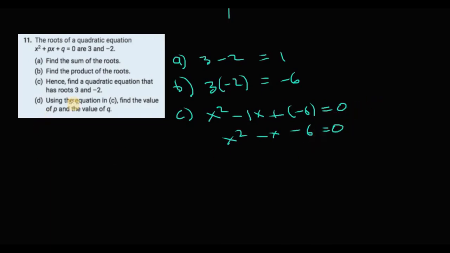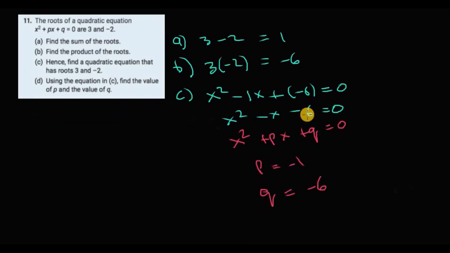That's part C. Now, using the equation in C, which is this one, find the value for p and the value for q. Well, it told us at the start that the quadratic equation was x squared plus px plus q. So I'll write this down below maybe in pink. x squared plus px plus q is equal to 0. So I can see that q is equal to minus 6 and p is equal to, what's the number before this x? It's a negative 1. So the value for p is equal to negative 1 and q is equal to negative 6.